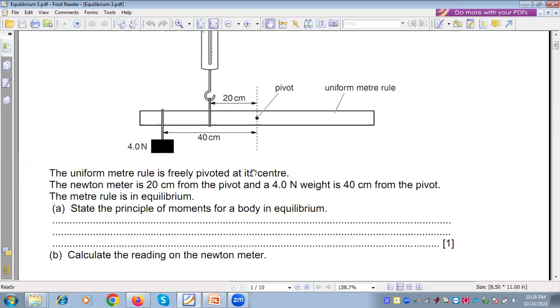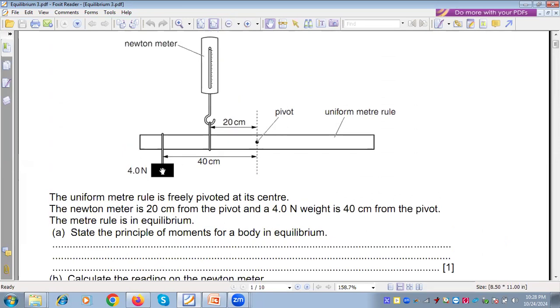So here the weight is acting and mass is suspended. A 4 Newton weight is suspended at one end, and its distance from the pivot, the axis of rotation where the body is supported, is 40 centimeter. And the Newton meter is hung at a distance of 20 centimeter from the pivot.